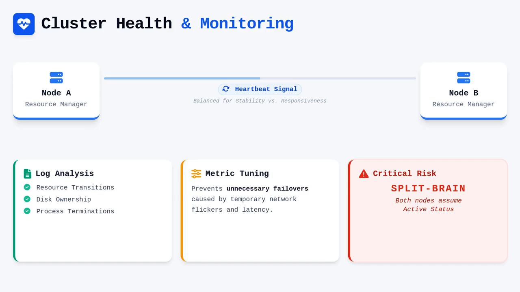When troubleshooting, the most significant risk is a split brain scenario, which occurs when both nodes believe they are the active member due to a loss of network communication between them.